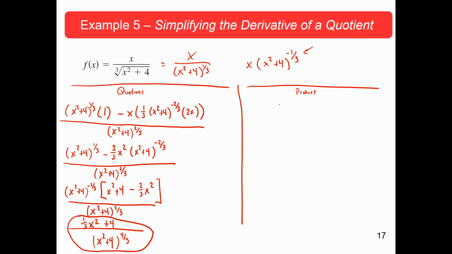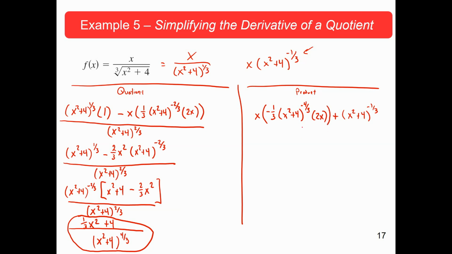Let's look at product. So product we do first times the derivative of the second. So negative 1/3 times x squared plus 4, decrease by 1, so minus 4/3. And then derivative of x squared is 2x plus second times the derivative of the first, so x squared plus 4 to the negative 1/3 times the derivative of x, which is just 1. I didn't close my parentheses up there.